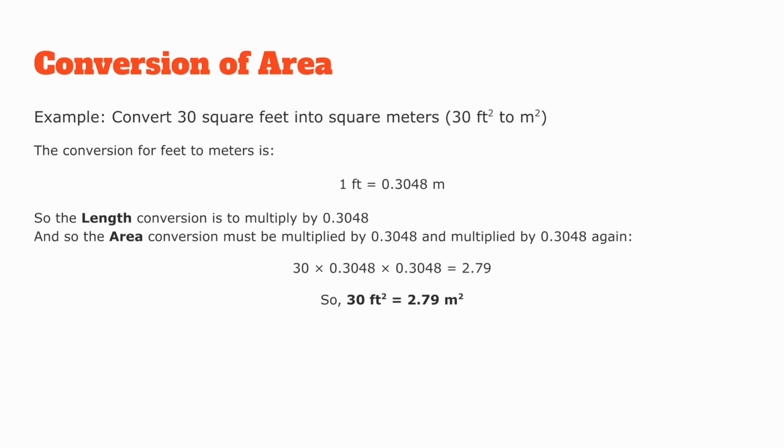So the length conversion is to multiply by 0.3048, and so the area conversion must be multiplied by 0.3048 and multiplied by 0.3048 again. As an example, when we want to convert 30 square feet into square meters, we need to multiply 30 times 0.3048 times 0.3048, which is 2.79. So 30 feet square equals 2.79 meters square.